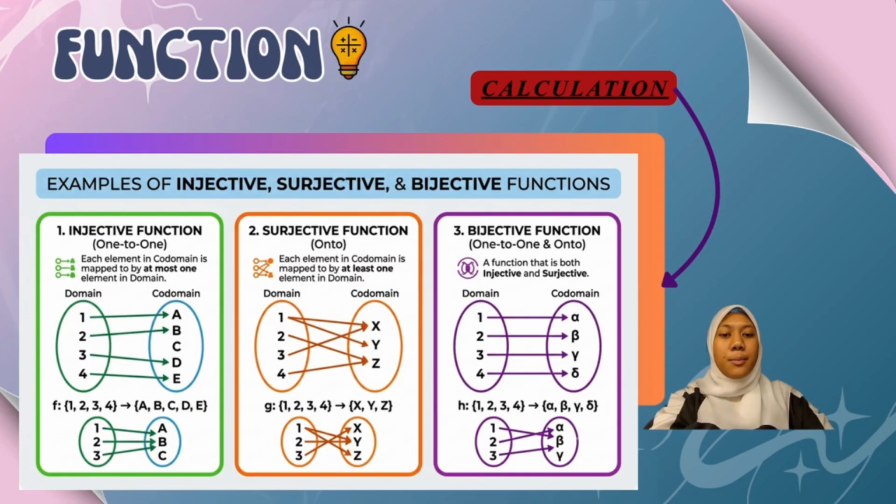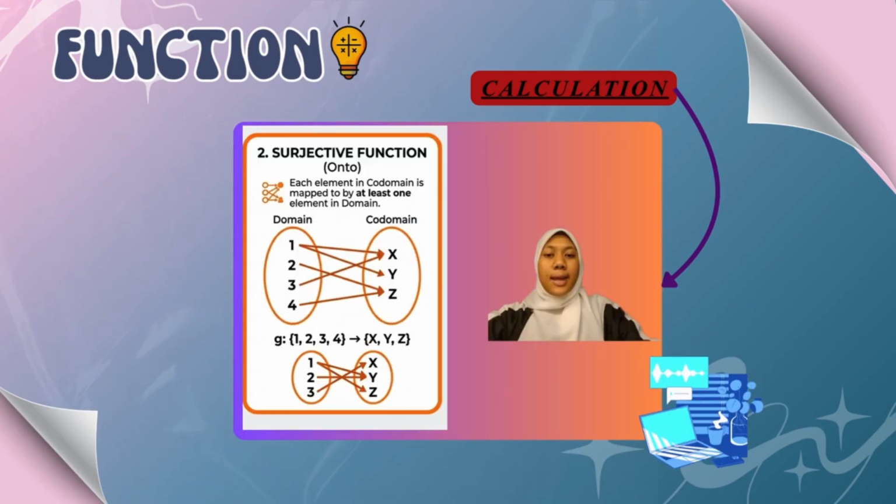This is an example of an injective function, also known as a one-to-one function. In this mapping, 1 maps to A, 2 maps to B, 3 maps to D, and 4 maps to E. Notice that no two elements in the domain map to the same element in the codomain. Although C is not mapped, this is still injective because each codomain element is mapped by at most one domain element.